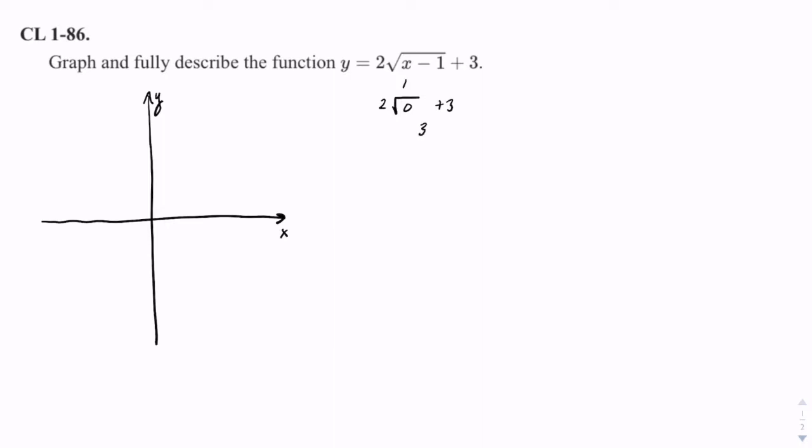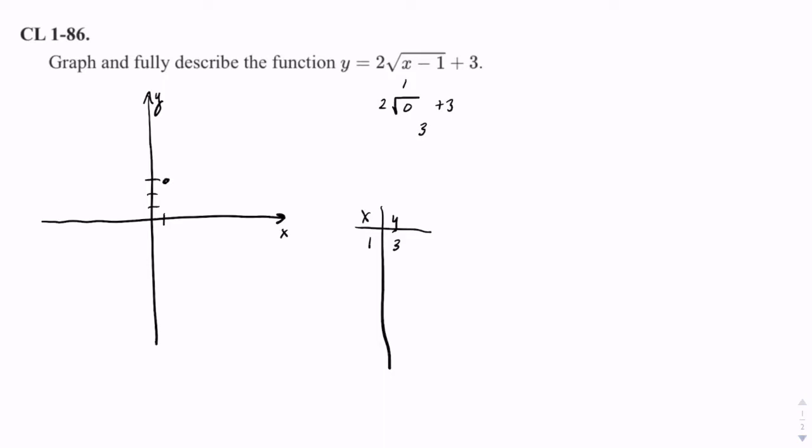So I get 3 when x is, we can even make a table, right? Here, I'll make a table down here. When x is 1, y is 3. 1, 3, right?